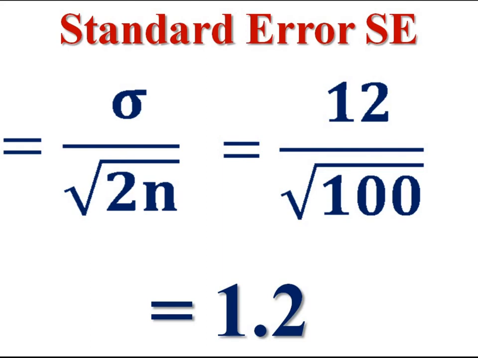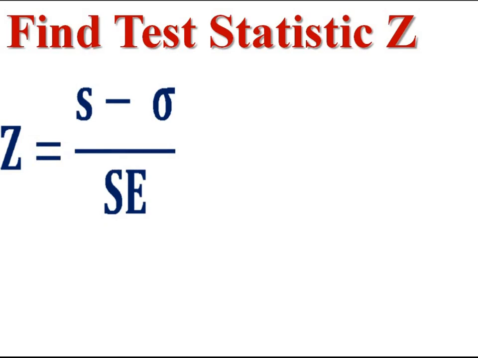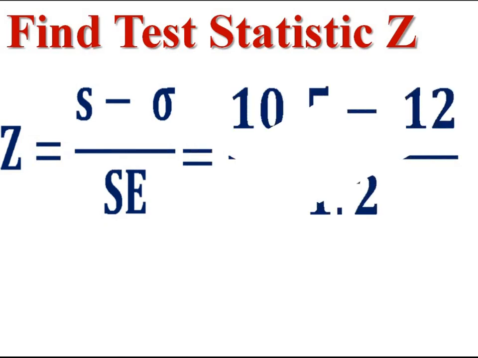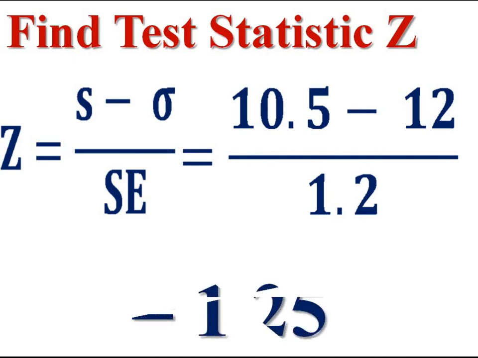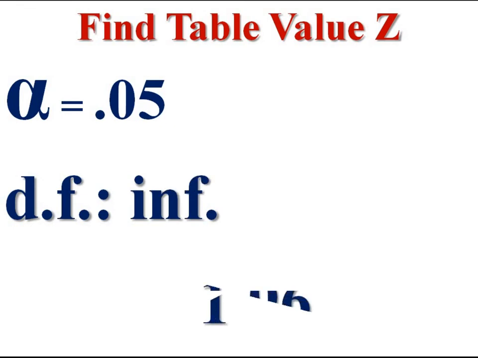Then find test statistic. Z is equal to difference between standard deviations divided by standard error. That is 10.5 minus 12 divided by 1.2. That is 1.25. The computed Z value is 1.25. Test statistic 1.25. Then find the table value. It is Z test. Level of significance 5%, 0.05. Degree of freedom infinite. The table value being 1.96.